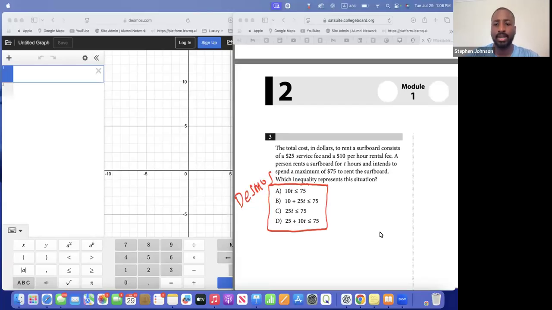So I'm going to take a look at this. The total cost in dollars to rent a surfboard consists of a $25 service fee and a $10 per hour rental fee. A person rents a surfboard for T hours and intends to spend a maximum of $75 to rent the surfboard. Which inequality represents this situation? All right, so just to be fair, I think this is not a very difficult question, but it doesn't fit as nicely into the strategies that I want us to focus on right now for a layer 1 for this, so I'm going to actually skip it.